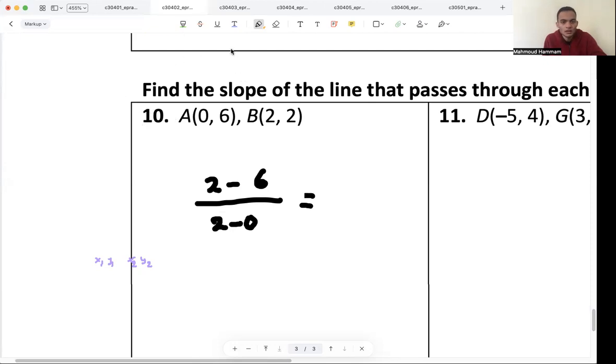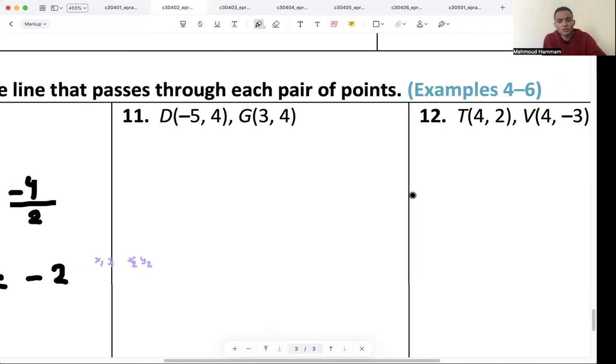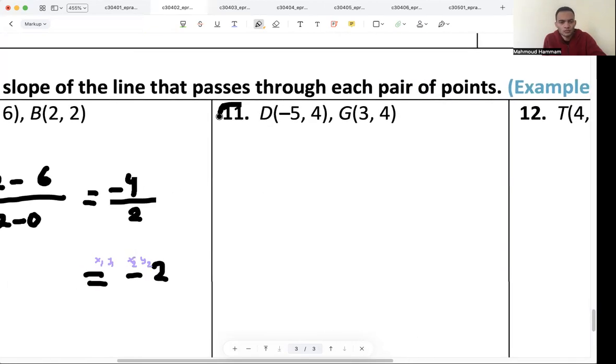It will be negative 4 over 2. Negative 4 over 2, which is, what is negative 4 divided by 2? Negative 2. So it is negative 2. Excellent. So what is this? This is my slope. I would love to solve with you 12 and 11 also.